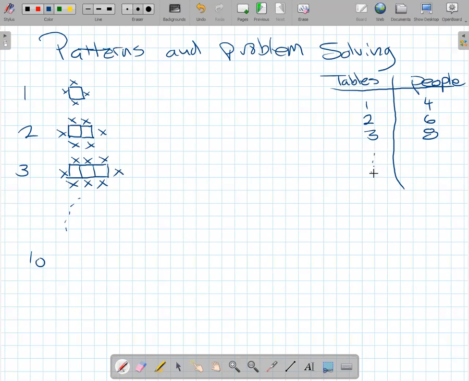So I'm going to jump in my table all the way down to 10 and just think about it. Well, how many people will there be top and bottom based on the previous examples? 10 top and bottom. So I'm going to have 10 plus 10. And how many on each side? Every time it's 1 on each side. So then I'm going to have plus 1, plus 1, plus 1, plus 1. And that's going to give me 22 people can sit at 10 tables, right? Which was the answer to the question they had in the book.